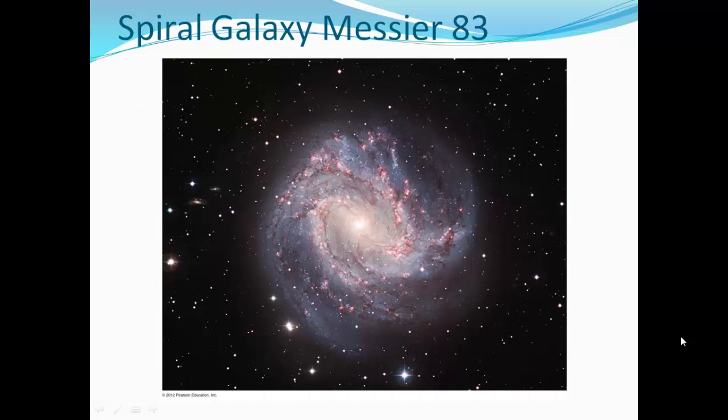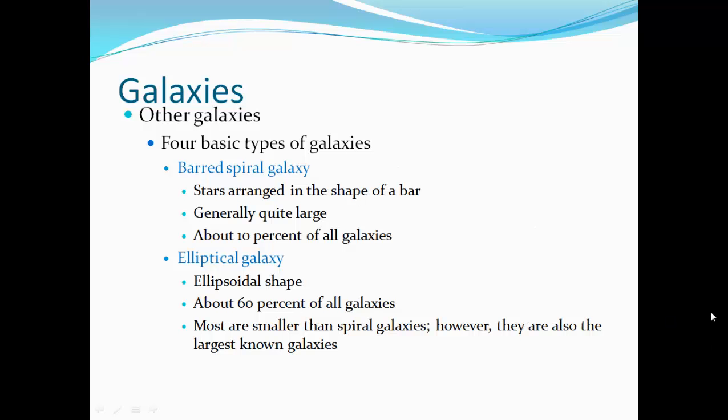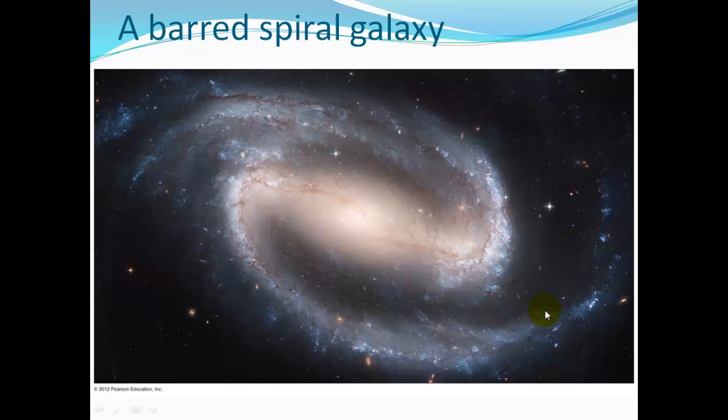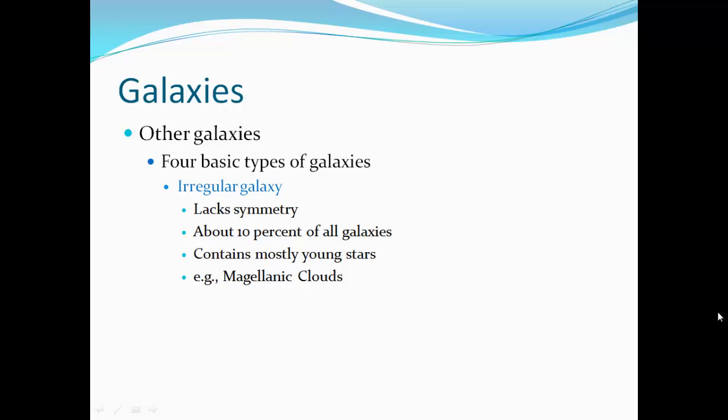Here's spiral galaxy Messier 83. So you see it's a central nucleus with arms rotating out. A barred spiral galaxy has stars arranged in the shape of a bar, is generally quite large, and makes up about 10% of all galaxies. An elliptical galaxy has an ellipsoidal shape, and about 60% of all galaxies are elliptical. Most are smaller than spiral galaxies, however, they are also the largest known galaxies. So here's a barred spiral, where the stars are more lined up.